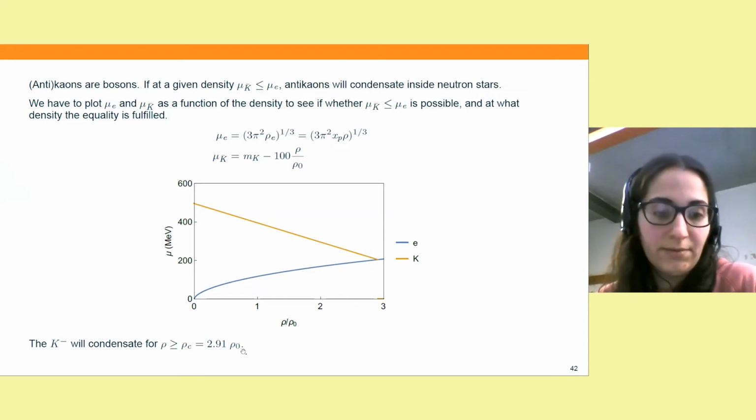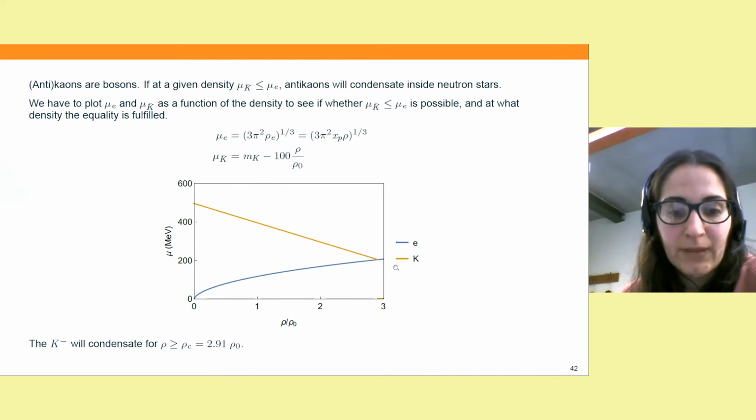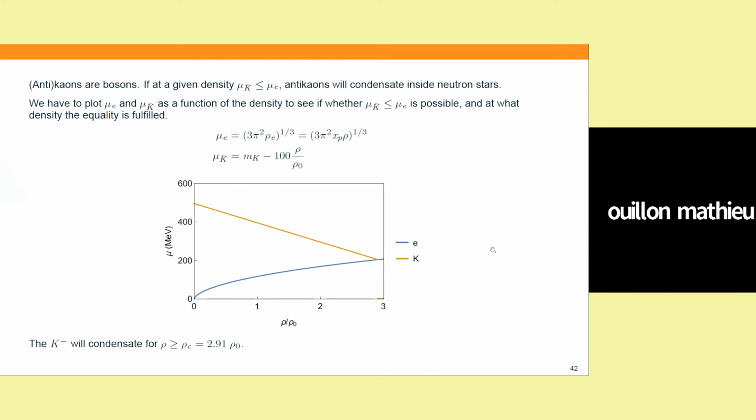Any questions? Yeah, hello. I was wondering why we choose to have anti-kaons in the neutron star and not a lighter particle like the pion or something like that?